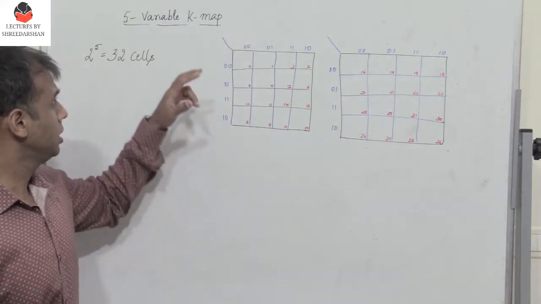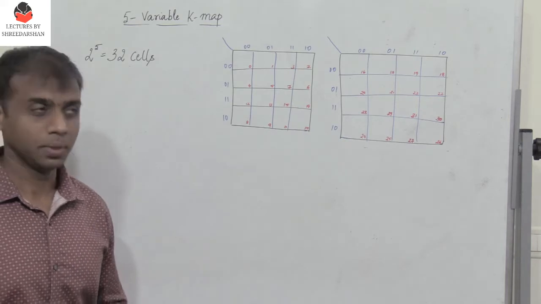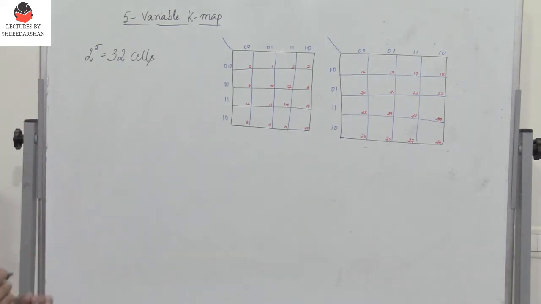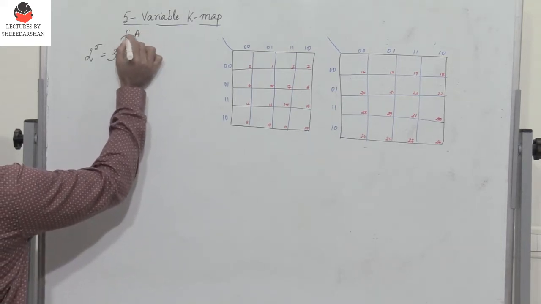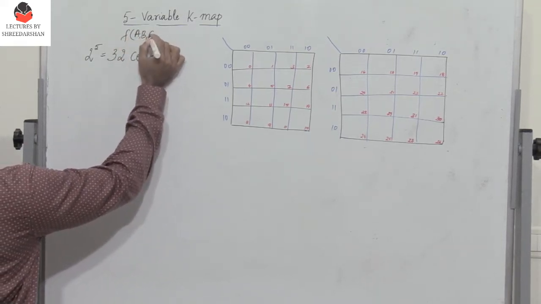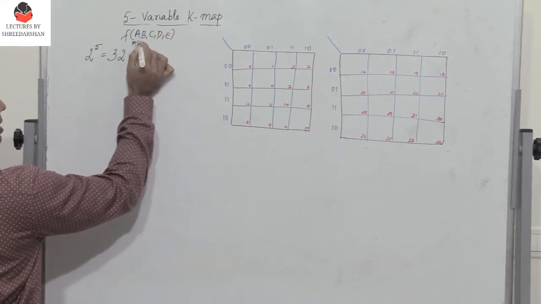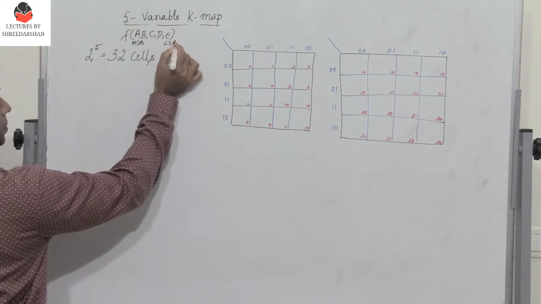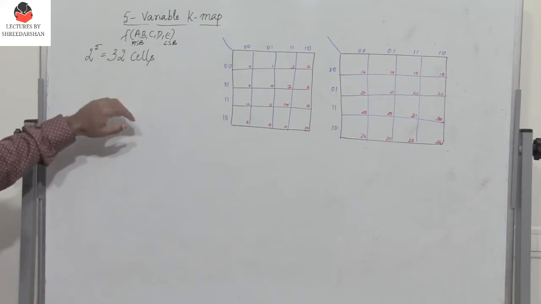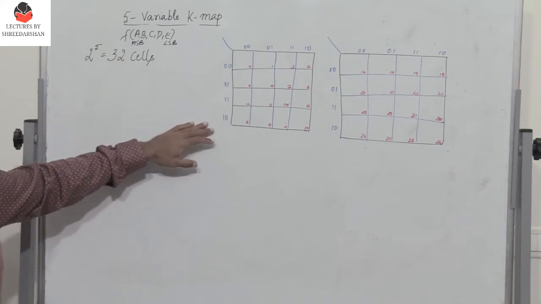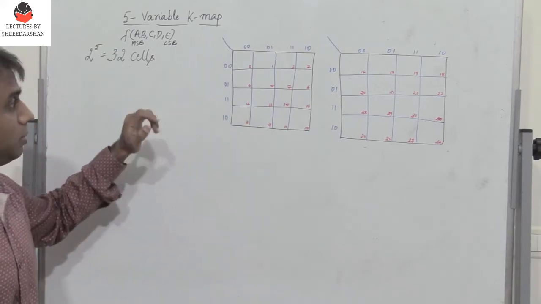So here we shall discuss how to simplify a 5 variable expression using a K-map. Now let us assume that we have a function having 5 variables a, b, c, d, e, with a being the MSB and e being the LSB. Now we are very sure as to how we can simplify a 4 variable expression using a K-map, right? So this would be the K-map which you would use to simplify a 4 variable expression.